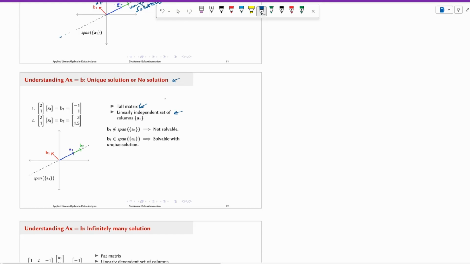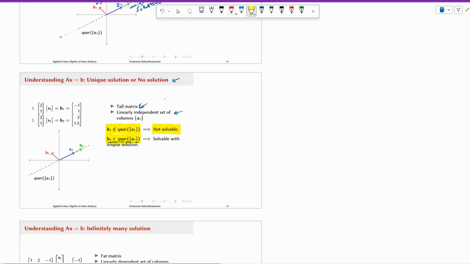Whether that system of equations has a solution or not depends on whether your B lies in the span of the columns of A, or does not lie in the span of the columns of A. If B belongs to the span of the columns of A, then we say this system of equations is solvable and it has a unique solution. If B does not belong to the span of the columns of A, then it has no solution.